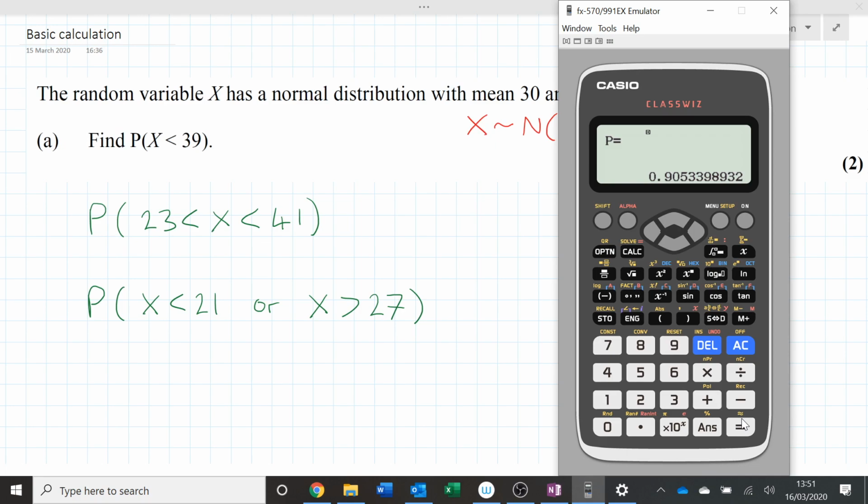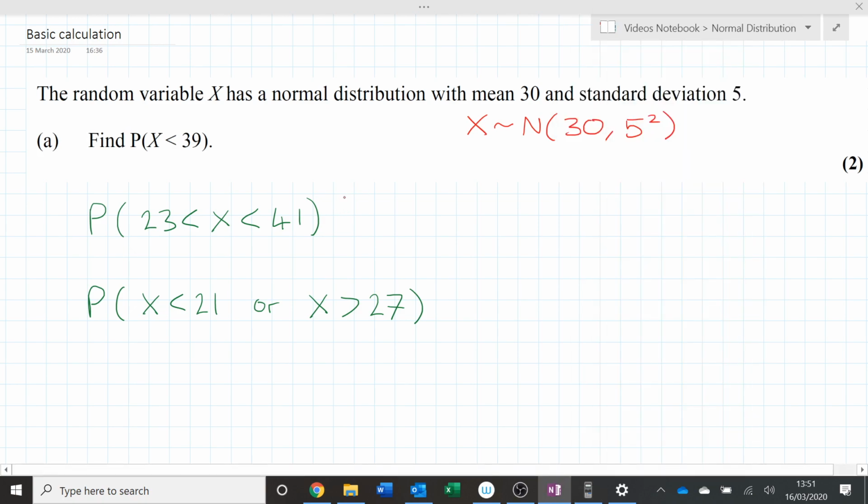We're going to give it to 3 decimal places, 0.905. So going back to here, it is 0.905 to 3 decimal places. That's it. That is the probability.